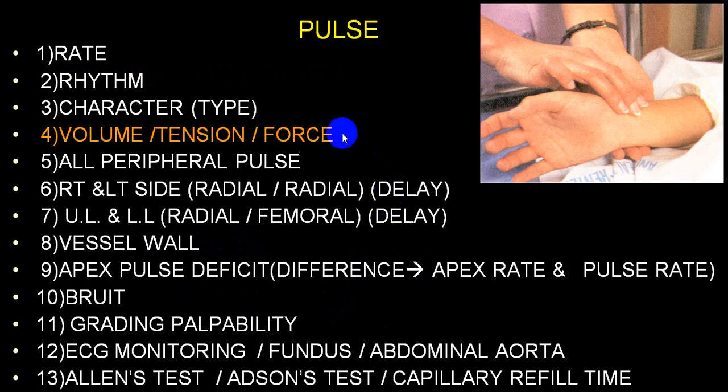Next time we'll be discussing in part 2 volume, tension, force, all peripheral pulses, right and left side radial pulse comparison, upper limb and lower limb comparison, vessel wall examination, apex pulse deficit, apex pulse rate comparison, bruit, grading, ECG monitoring, which can ideally be asked in your oral, fundus examination, abdominal aorta, Allen test, Edson test, and capillary refilling time.